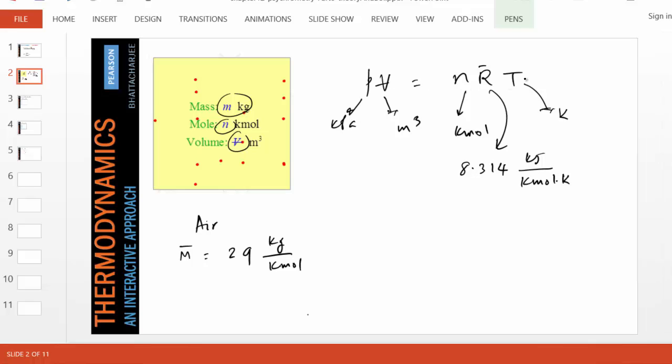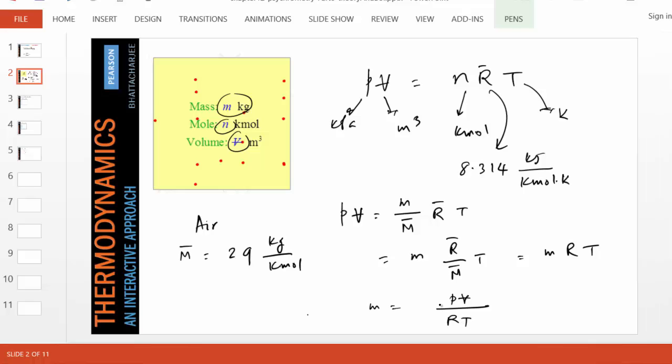Suppose we have pure air. Then we can modify this equation as n is mass over molar mass, so PV equals m R-bar over M-bar times T, or PV equals mRT. So from here we can find the mass of air in a chamber if we know the pressure, volume, and temperature, and R becomes 8.314 divided by 29, and we are familiar with that. This is just for air, in kJ per kg Kelvin.